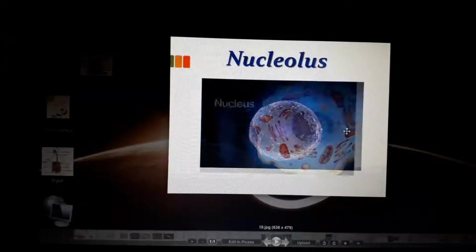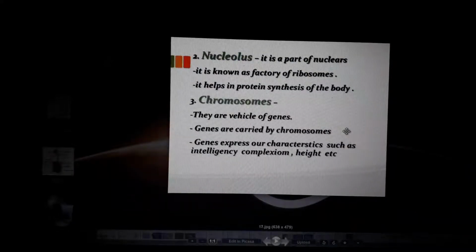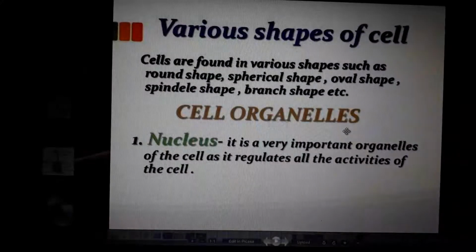So these are chromosomes. Okay, what is a chromosome? They are the vehicle of genes. Okay, let's discuss the last part. It is the nucleus. It's a very important organelle of the cell. It regulates all the activities of the cell. It is the most important part of a cell. It regulates all the activity, like our human brain. Nucleus is the controller of the entire cell.